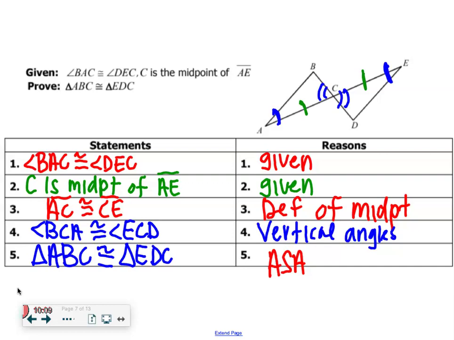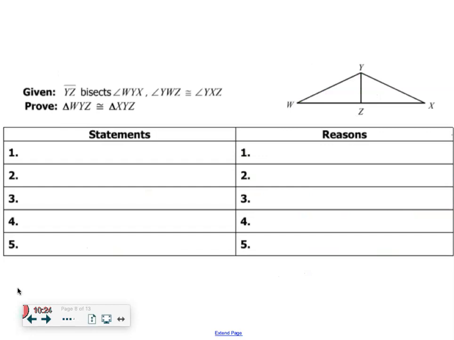Okay, get a head start on the next one. Write down your givens. See what you come up with on your own. Again, we don't have to come up with two things all by ourselves.